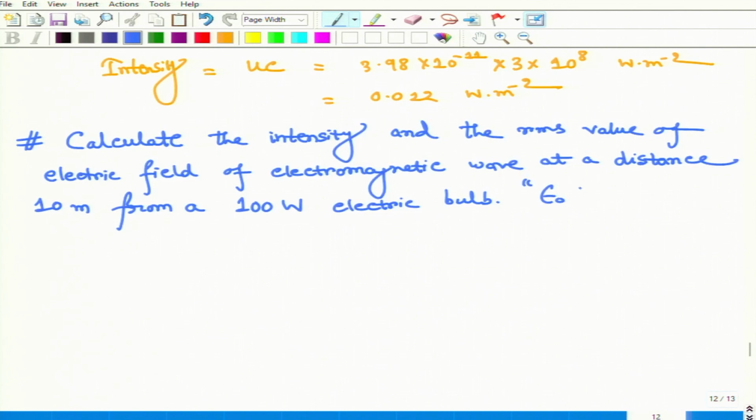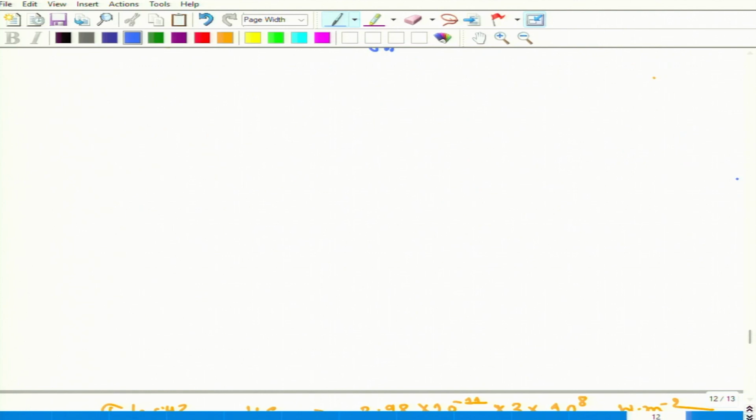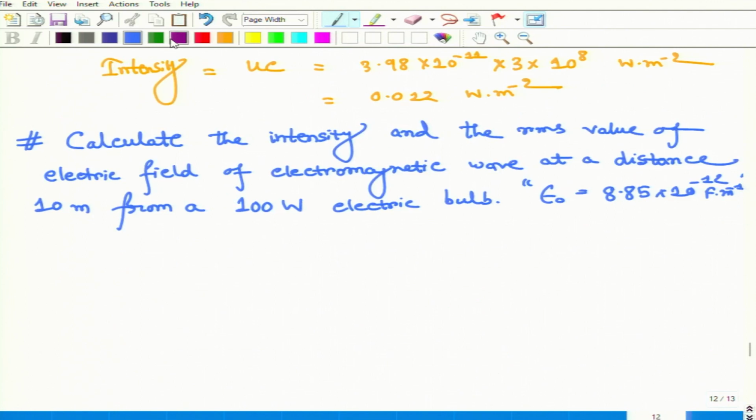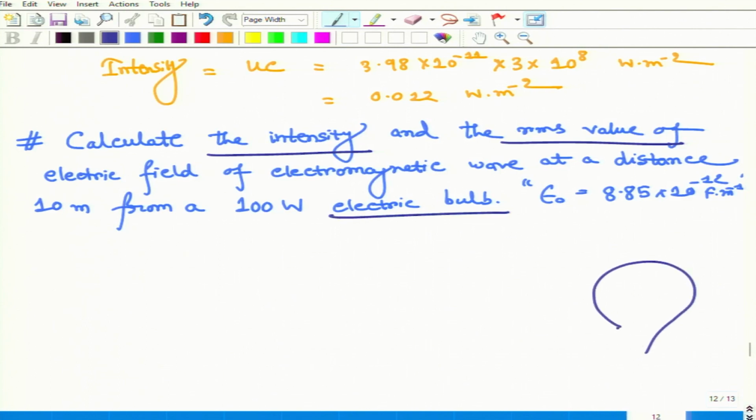And given epsilon naught is 8.85 into 10 to the power minus 12 meter inverse. Okay, so this is the given materials. We have to solve it. So first we have to evaluate the area. What is given? They ask the intensity and the RMS value of electric field, but there is an electric bulb. This is the electric bulb, let's say. So 100 watt electric bulb, and the 10 meter distance is from the electric bulb.